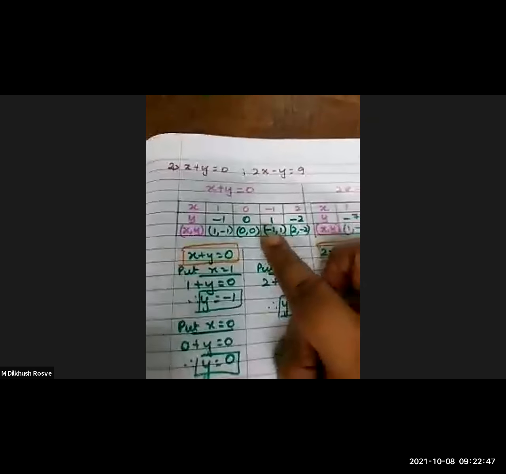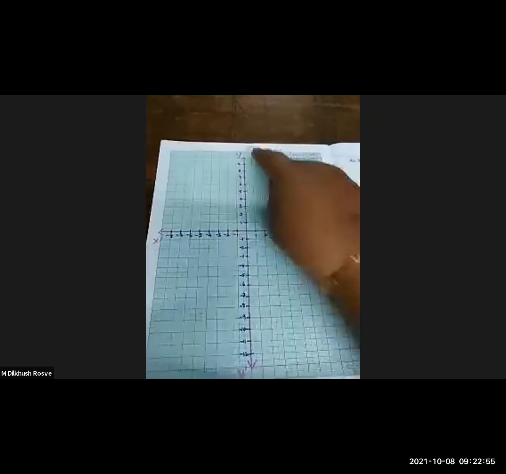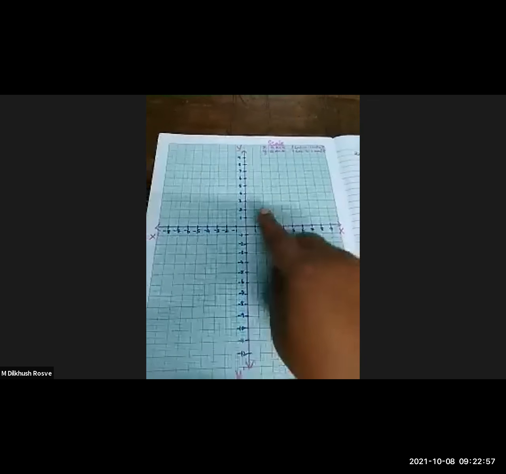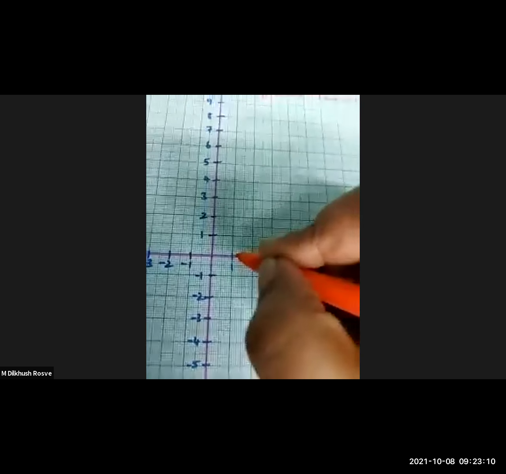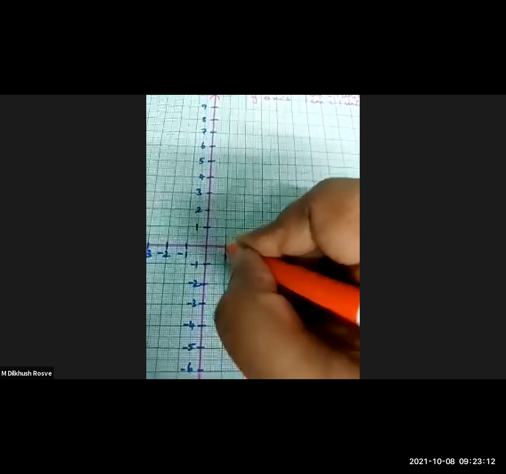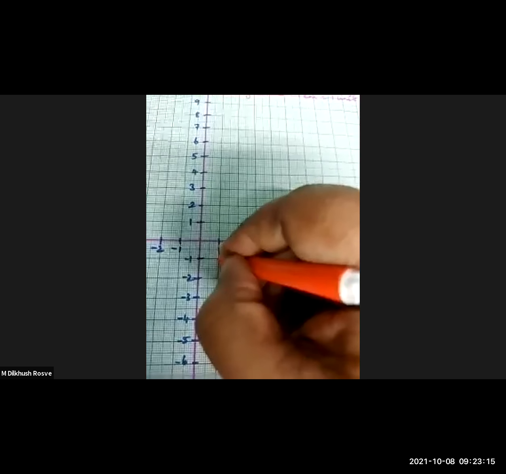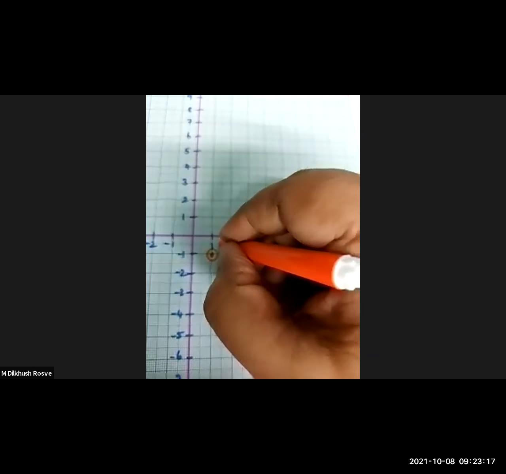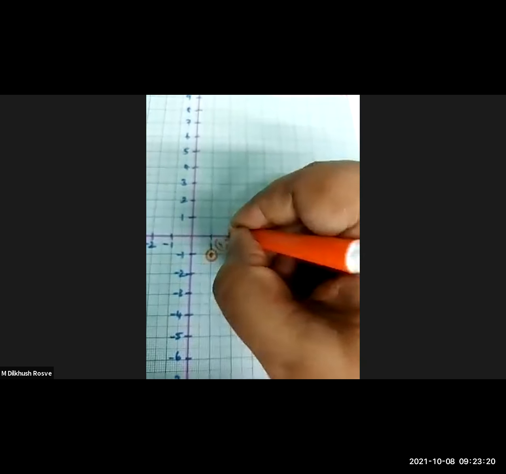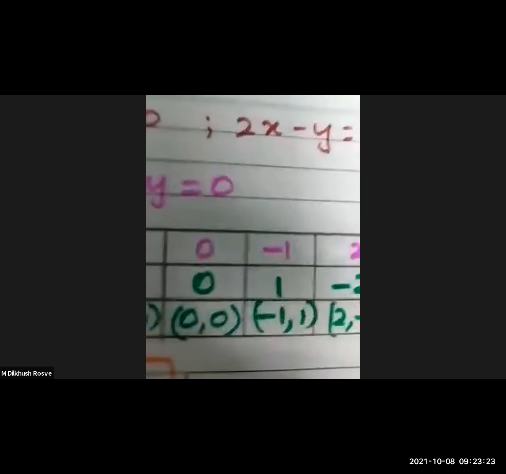Now what do we have to do? We have to plot these points on the graph. Okay, see, I have drawn the graph here. X-axis I have drawn and y-axis also I have drawn. So now I will plot the points. Yes, listen, children. What is the first point here? 1 comma minus 1. So where is 1? Here 1 and minus 1 is here. So you will get over here. 1 comma minus 1. Understood?